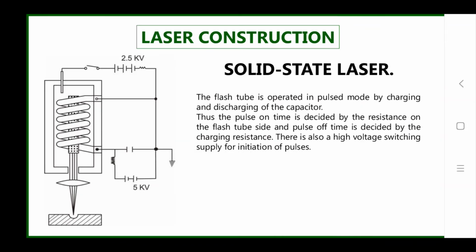Second is the solid state laser. Again, in this diagram I have shown the construction of this solid state laser. The flash tube is operated in pulse mode by charging and discharging of the capacitor. Thus the pulse on time is decided by the resistance on the flash tube side, and the pulse off time is decided by the charging resistance. There is also a high voltage switching supply for initiation of the pulses.